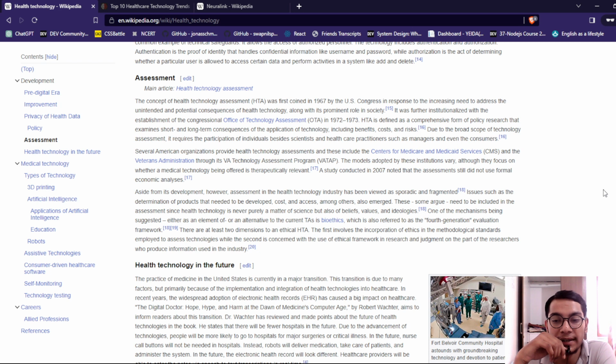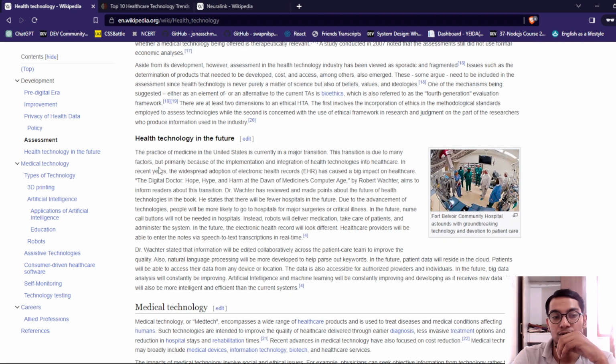Ideology is one of the mechanics being assessed, which is also referred to as the fourth generation evaluation framework. There are two dimensions in ethical HTA. The first involves the incorporation of ethics and methodological standards. Employers must assess technology, while the second concerns one ethical framework, where research and judgments are a part of research.